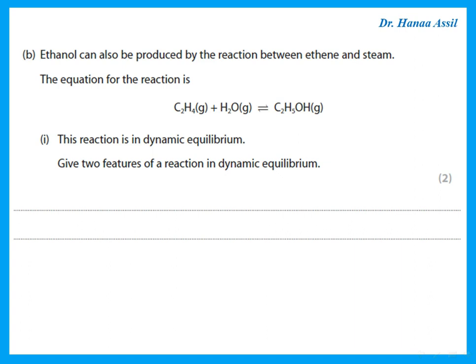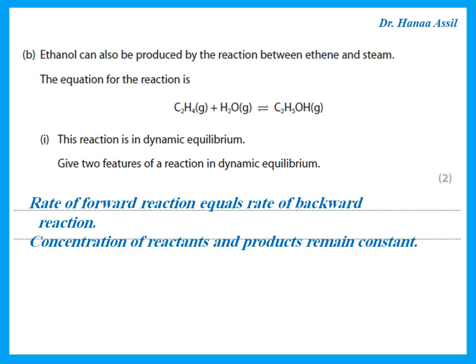Ethanol can also be produced by reaction between ethene and steam. This reaction is in dynamic equilibrium. Give 2 features of a reaction in dynamic equilibrium. Again, when a reversible reaction reaches dynamic equilibrium, what is happening? Rate of forward reaction equals rate of backward reaction, and concentration of reactants and products remain constant.